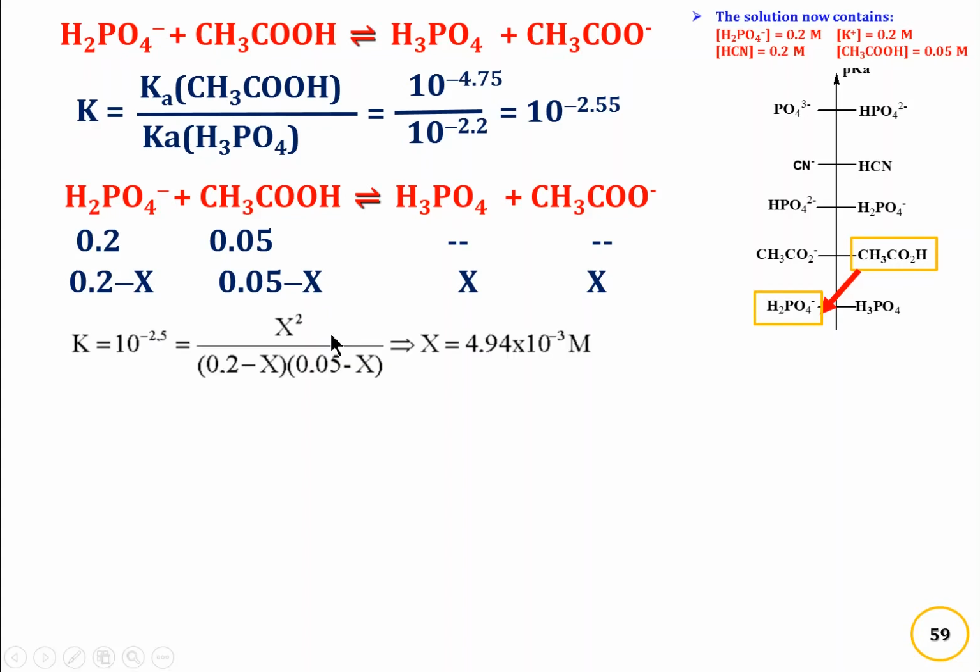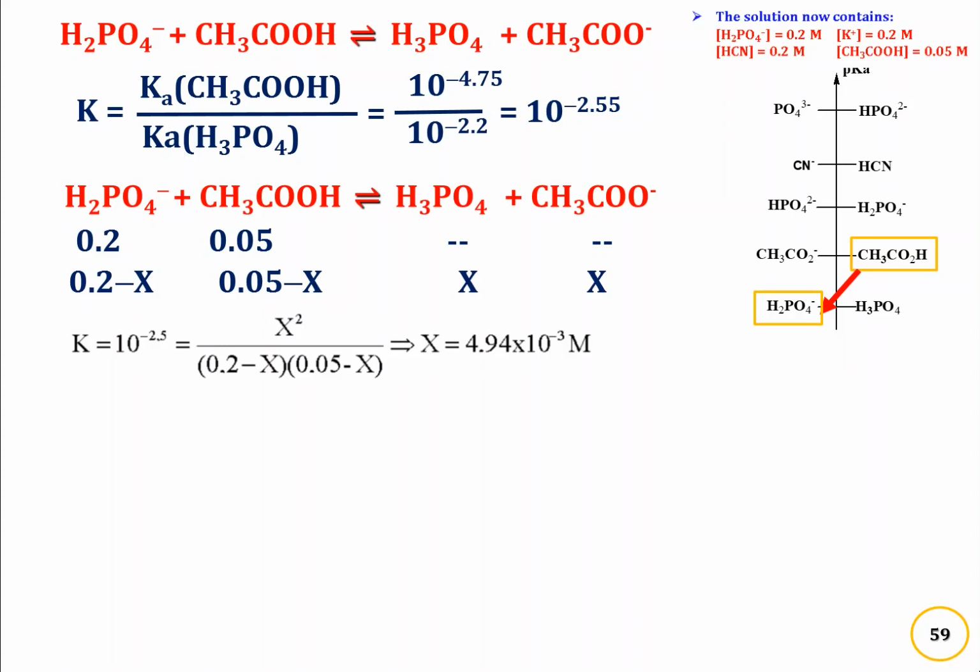K of the reaction equals 10 to the power minus 2.5, which is equal to the concentration of the products divided by the reactants at equilibrium. So it equals X squared divided by (0.2 minus X)(0.05 minus X). We solve this equation and we find X equal to 4.94 times 10 to the power minus 3 M.